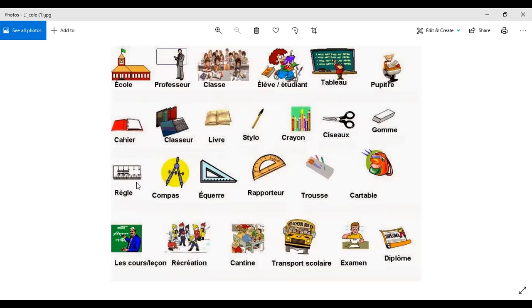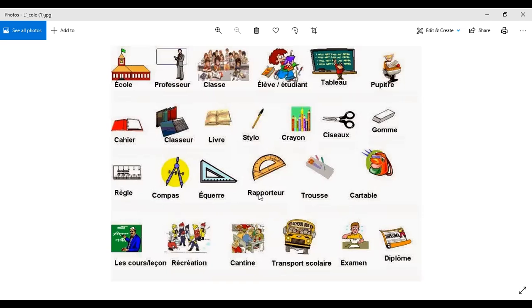So règle, that's already done. Compas, that's done. Équerre. Équerre, you can see. And how do you say this in English, Aisha? What is this in English? It's a piece of equipment, you don't know? So équerre, you can see the picture.